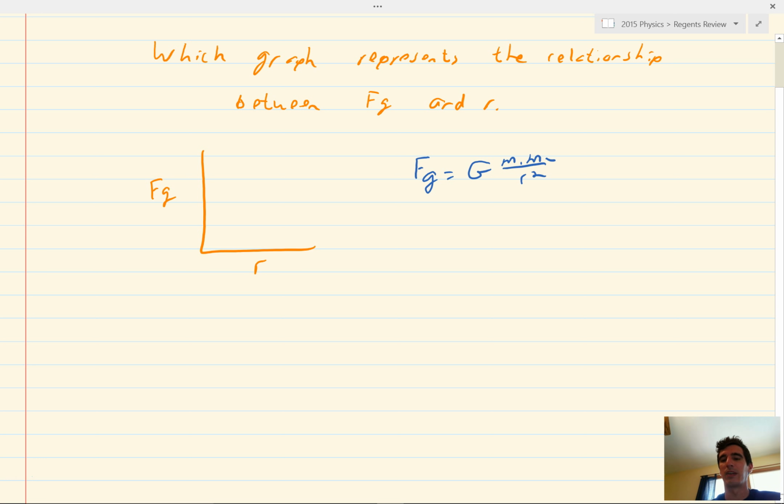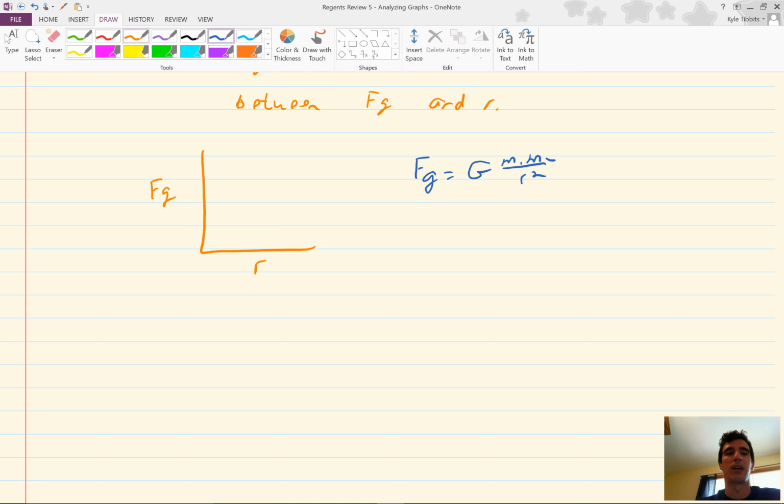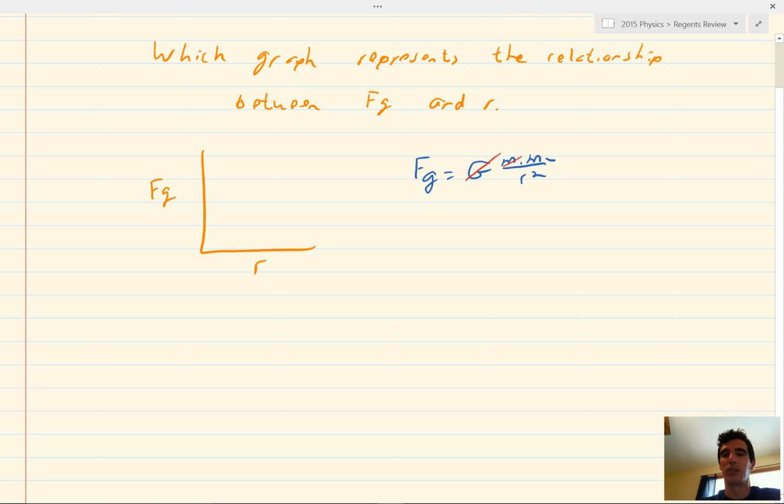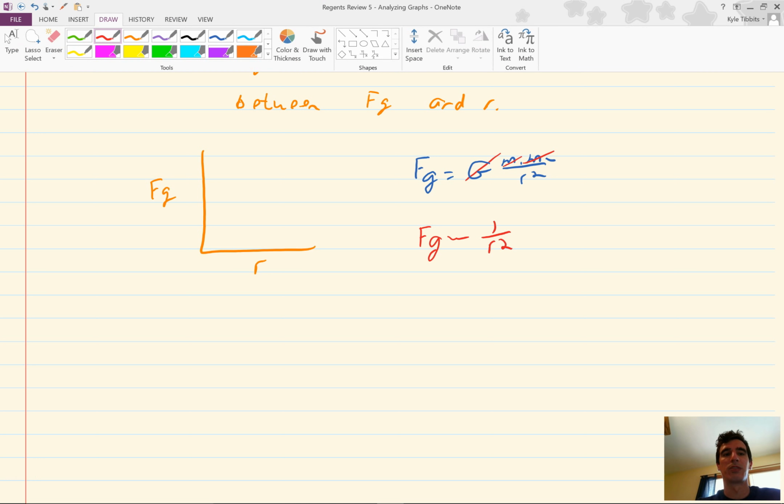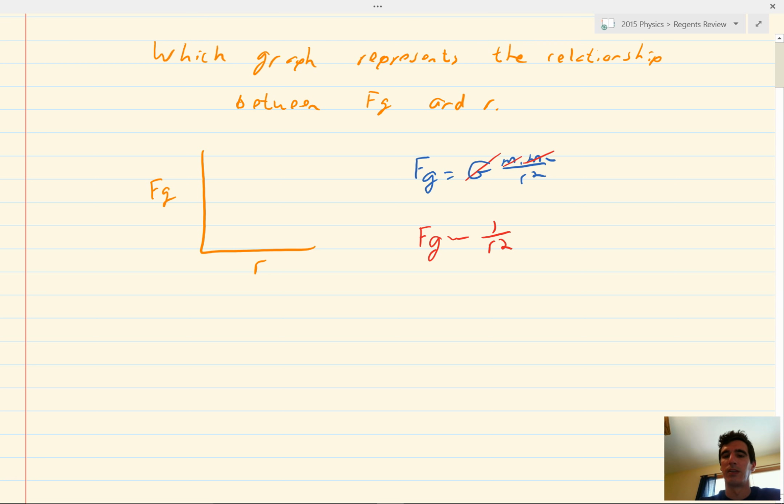In this case, the graph only cares about FG and R. Everything else is held constant. So what we can do is get rid of the constants, G, M1, M2. And that leaves us with FG is proportional to 1 over R squared. So to figure out what that graph looks like, I go to my graphing calculator, and I let FG be represented by the y-axis. It's proportional to 1 over R, which is represented by the x-axis, so 1 over x squared. So I just graph y equals 1 over x squared in my calculator. And if I look at just the first quadrant, the top right, we get a picture like that.